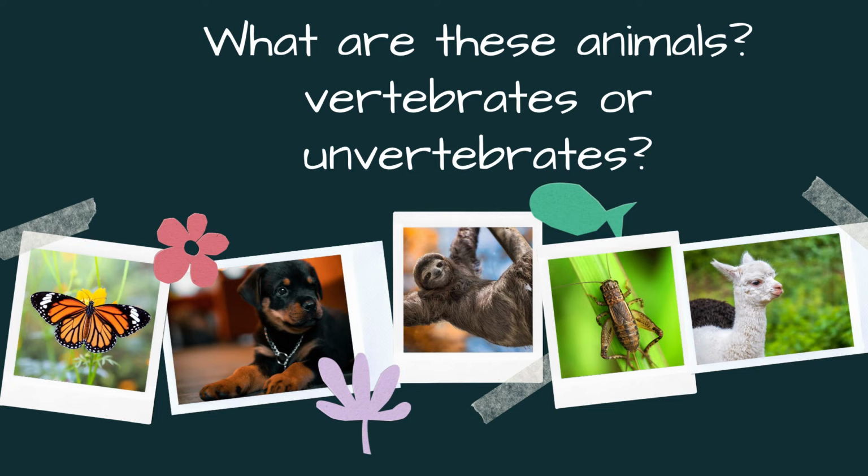Now, here we have a short activity in which we, as a class, are going to decide if these animals are vertebrates or invertebrates. For example, the first one is a butterfly. Is this a vertebrate or an invertebrate animal? The butterfly is an invertebrate animal because they don't have a backbone inside their body.